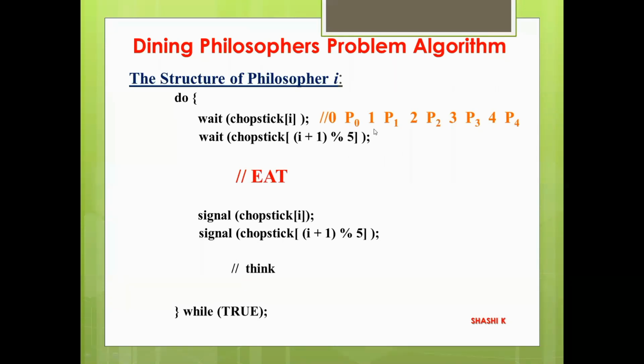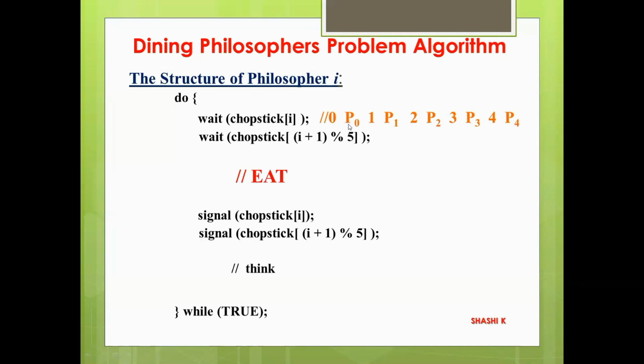The chopstick to the left of philosopher 0 is 0, and the chopstick to the right of philosopher 0 is 1. Similarly, the chopstick to the left of philosopher 4 is 4, and the chopstick to the right of philosopher 4 is 0. So if a philosopher wants to eat, he will execute the wait operation on chopstick of I. He will execute the wait operation on his left chopstick, and he will execute the wait operation on his right chopstick.